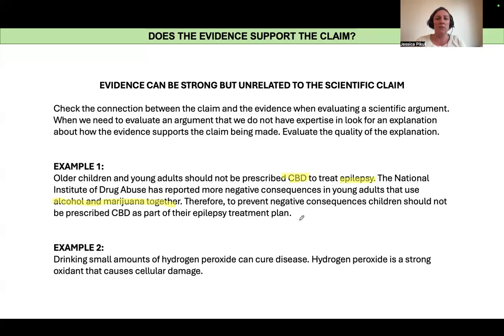You can notice then too that what follows from that is, therefore, to prevent negative consequences, we should not prescribe CBD as part of a treatment plan. So that therefore is kind of just restating the claim, restating the evidence, putting them together. And then it's not actually explaining it. Like, why does alcohol and marijuana together tell us that we shouldn't use CBD to treat epilepsy? That's not in that last sentence, which is acting as an explanation.